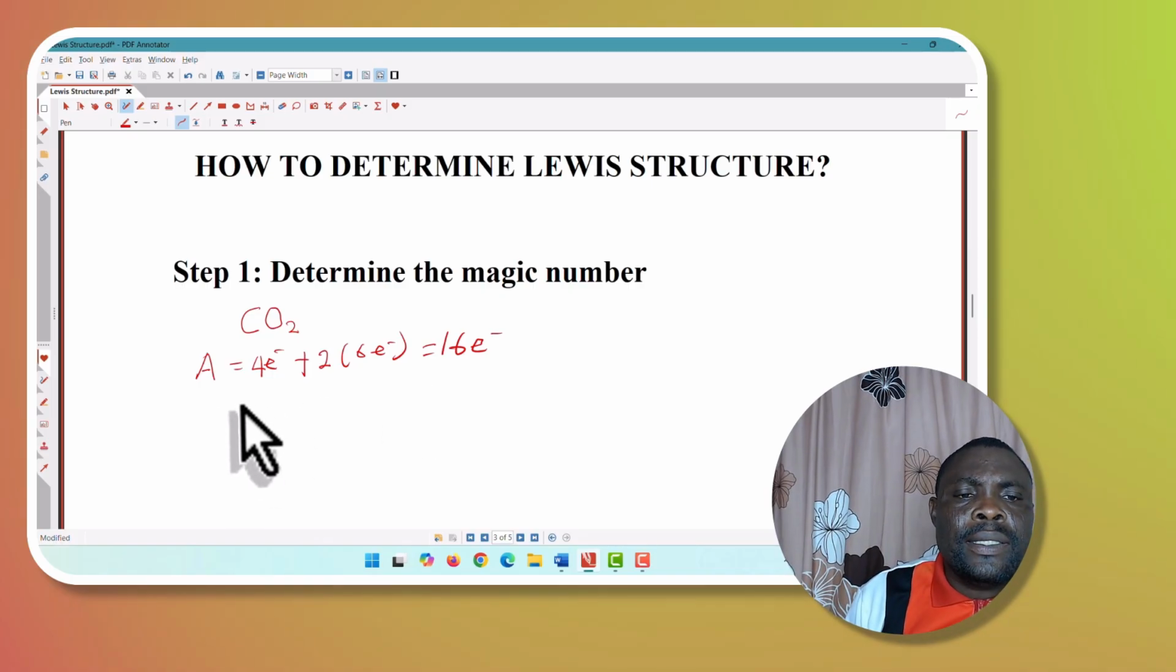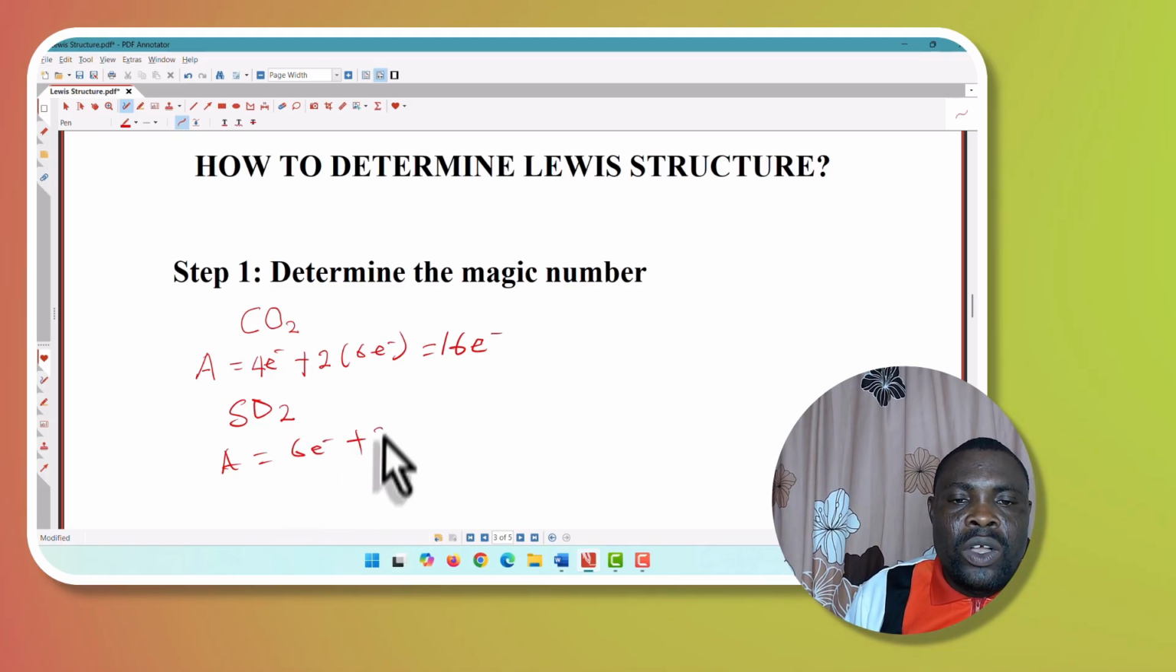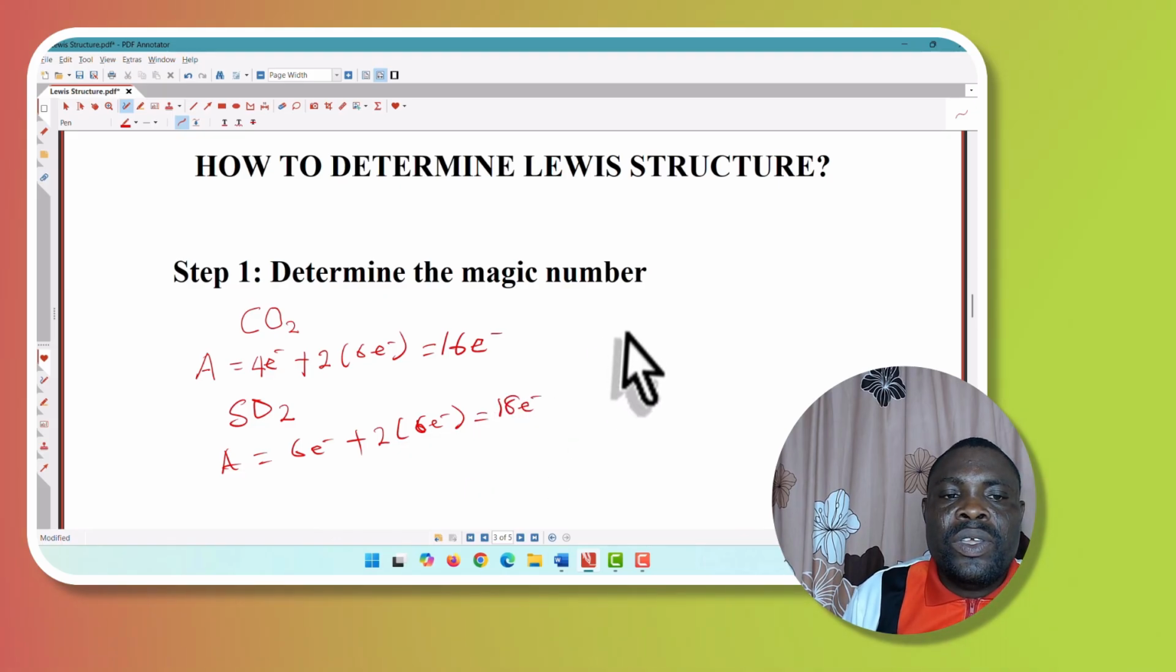Now let's look at sulfur dioxide. Now available electrons: sulfur is in group 6, that will give me 6 electrons. Oxygen is also in group 6, that will give me another 6 electrons each. All together we have 18 electrons. Now let's look at ions.